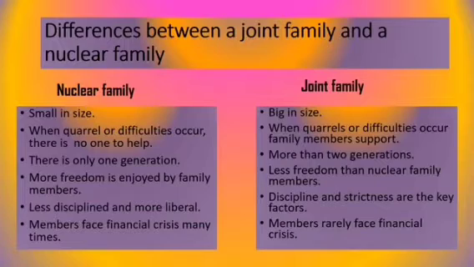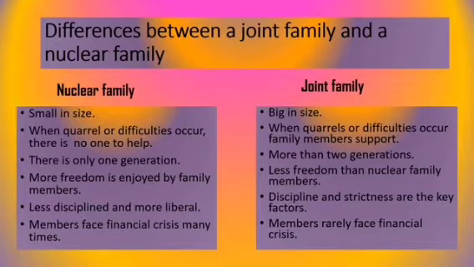Second, we have already discussed this. When there are any quarrels or any problems or difficulties in a small family, there is nobody to help them. But same way, when there are any quarrels or problems or any kind of difficulties in a large family, you have the support of so many family members. Third, a nuclear family usually has only one generation, but a joint family has more than two generations. There could be great grandparents, grandparents, parents, children, and so on.